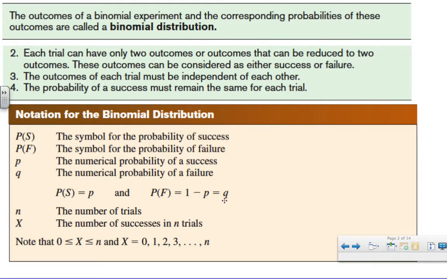See that? So for example, if p is 75% for success, then your failure will be 25%. n is the number of trials we're going to do. So a binomial distribution is when we're going to flip a coin, say 100 times, and that would be the number of trials. X is the number of successes in n trials. So this is something we're going to run experiments on.